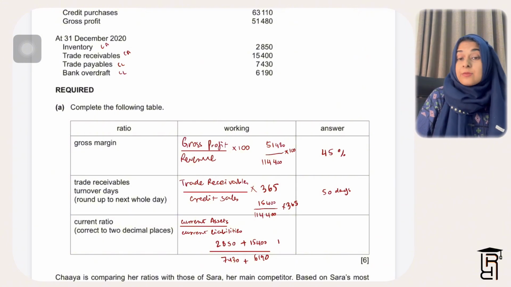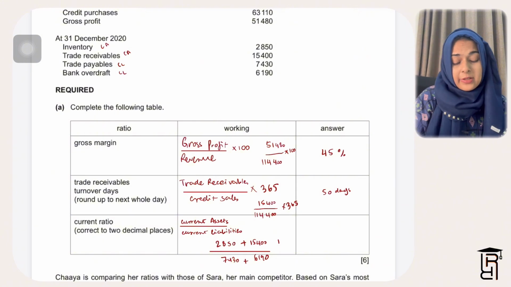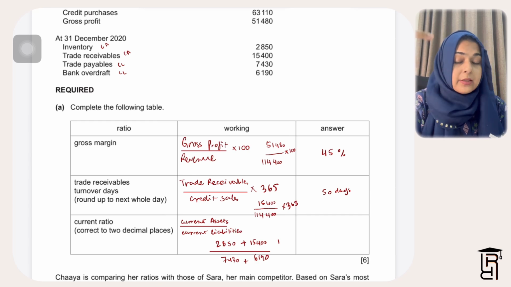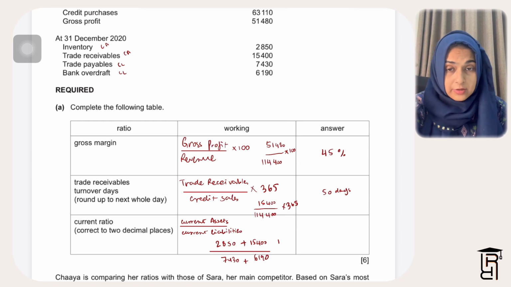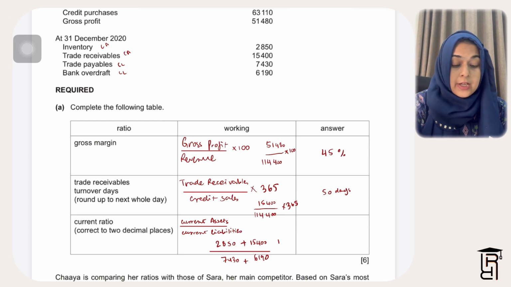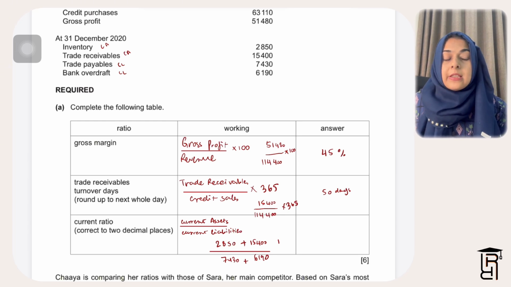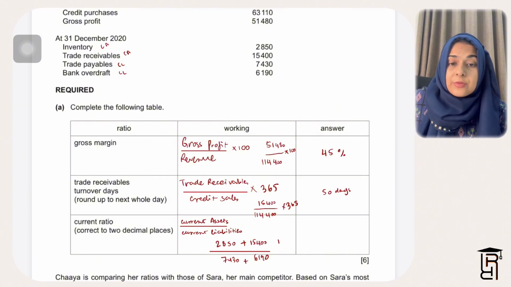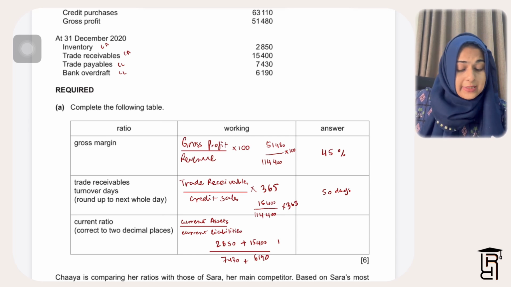In the next part, this is for 6 marks. You should ideally write the formula and also write the calculation, whatever calculations you are doing. Because if your answer is wrong but the formula is there, the examiner knows that you have the knowledge of the ratios in this case.